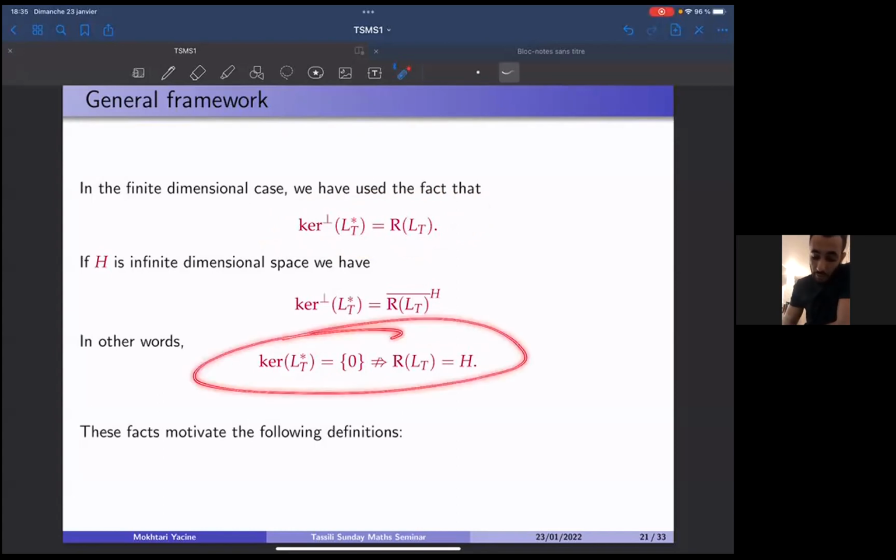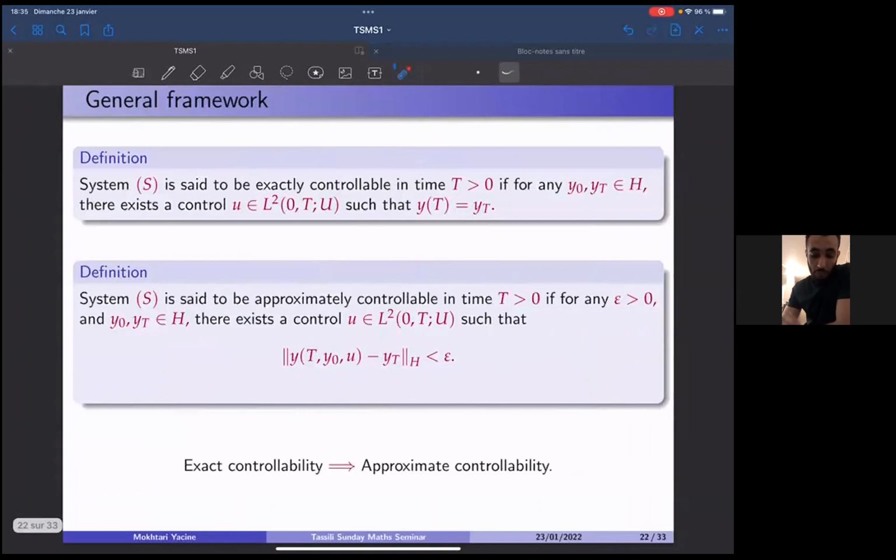This last fact motivates another definition of controllability, and we have to change the name of the first controllability that we have seen in the finite dimensional case. So the first definition is exact controllability. That means that this system S is said to be exactly controllable, and not only controllable, at time T, if for any initial state y0 and any target state in H, I can find a control u such that my solution is exactly the target state. This is the same definition as for the finite dimensional case. But this time we have to distinguish between the two definitions.